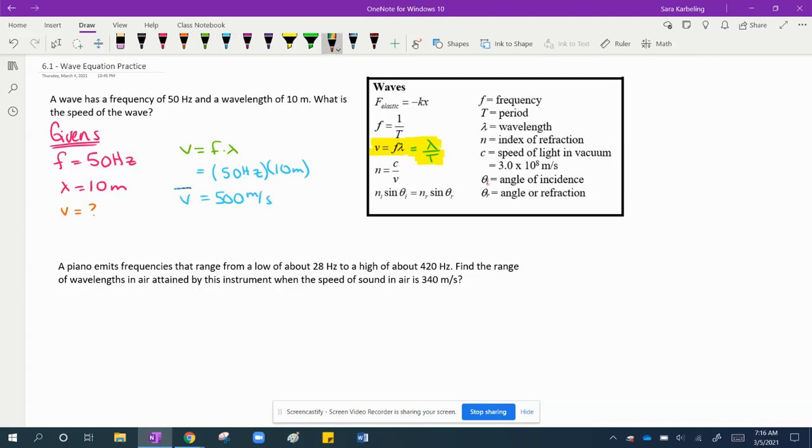Just really quickly, to make sure that those units make sense, because it seems a little strange, let's just take a look. A reminder that hertz is 1 over seconds, and meters obviously is meters. That's where we get our meters per second.